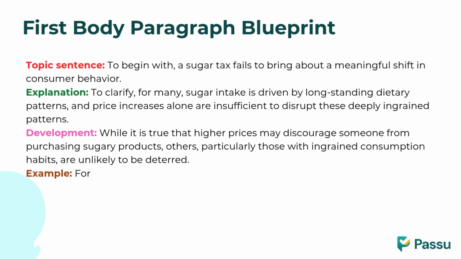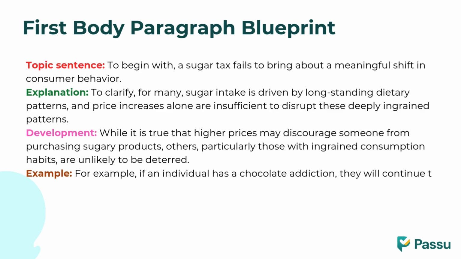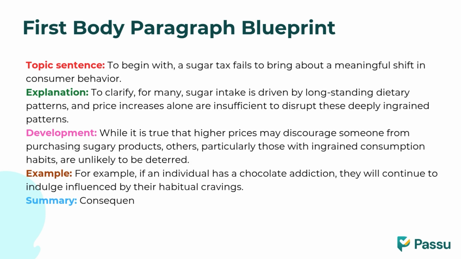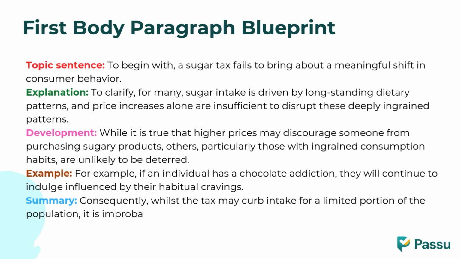After this, you're going to provide an example. For example, if an individual has a chocolate addiction, they will continue to indulge, influenced by their habitual cravings. You're going to finish up this paragraph by summarizing the idea that you presented. Consequently, whilst the tax may curb intake for a limited portion of the population, it is improbable to be effective across the board. You're going to continue after this with the second body paragraph, in which you're going to present your second main point. And you're going to do the same. You're going to follow the same structure. You're going to start with a clear topic sentence.